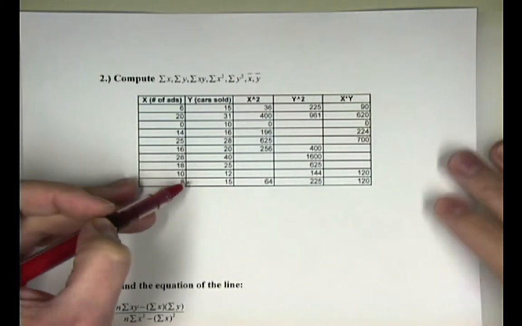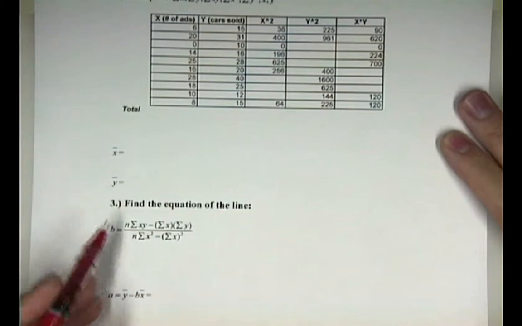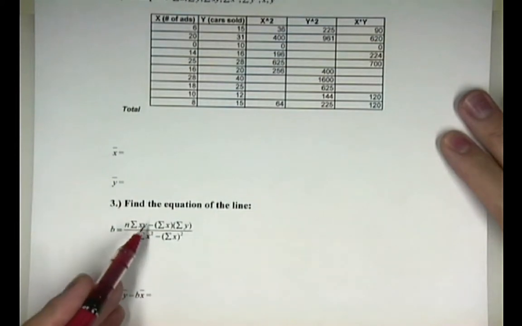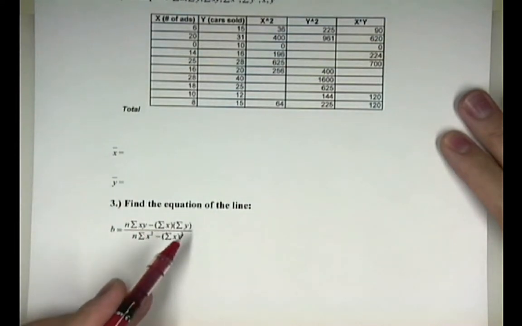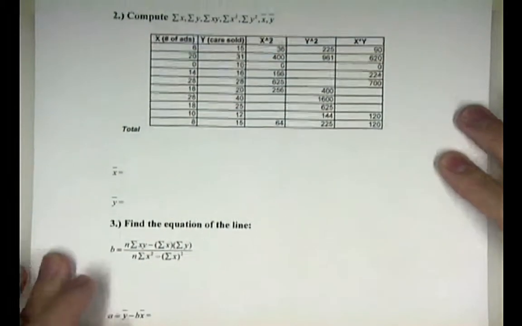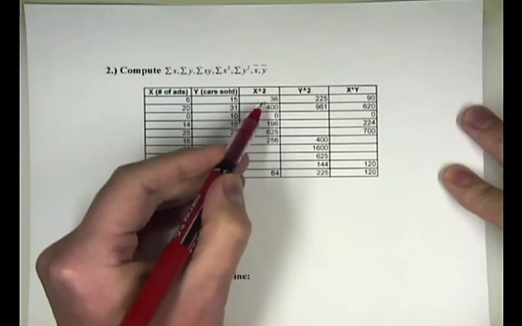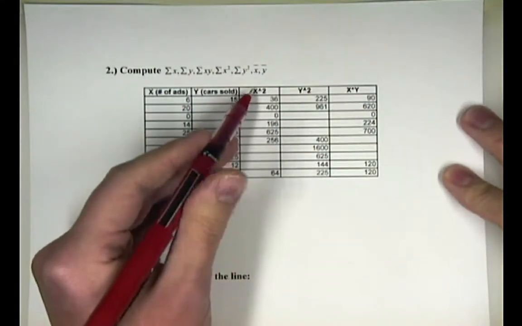Now, in order to find the equation of the line, we need these really complicated formulas. We need x bar, y bar, we need the sum of the xy's, the sum of the x's, the sum of the y's, we need the sum of the x squareds, and we need a lot of pieces of information. So what I do, if I'm working by hand, is I set up a table.